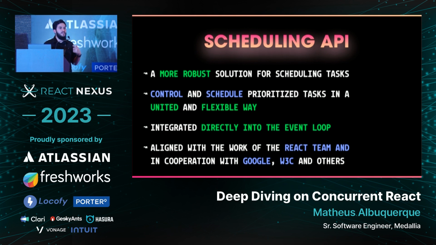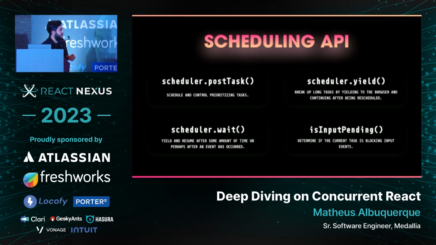So this is going to be a way to control and schedule integrated directly into the event loop and promise-based. And it's the result of a lot of teamwork and cooperation with the React team, some teams at Google, the Web Consortium, and others. This umbrella of APIs includes things like postTask, which is the main one, APIs for routing execution back to the browser, APIs for waiting for conditions, and things like isInputPending that you can use to check if the browser is busy processing some user input.